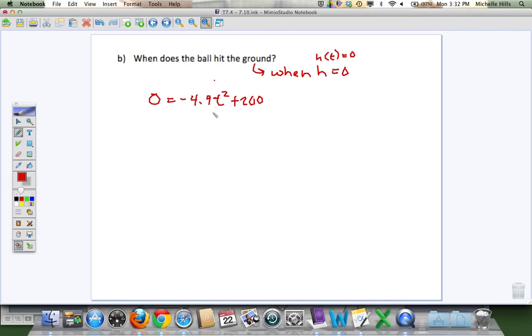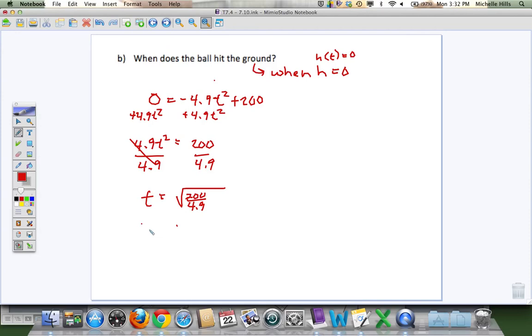You could use the quadratic formula on here, but I just have a t squared term and a constant. When I don't see a t term, I just see the variable squared and the constant, I use square roots. So I'm going to add 4.9 t squared to both sides. So I have 4.9 t squared equals 200. Divide both sides by 4.9, but don't do a rounded decimal at this point. So t squared, because this would cancel, is this. So t is the square root of whatever 200 divided by 4.9 is. And if I plug that into my calculator, I get t is about 6.39.